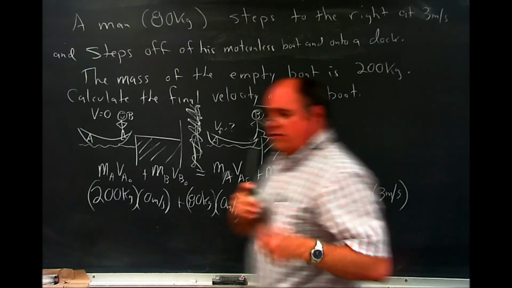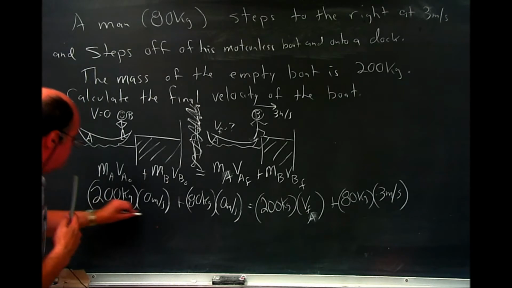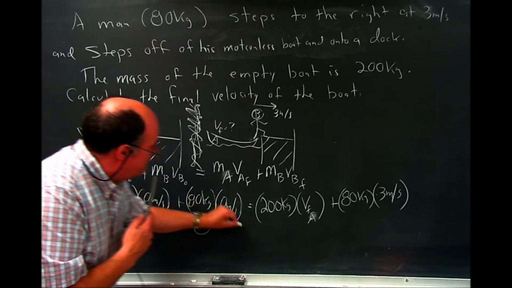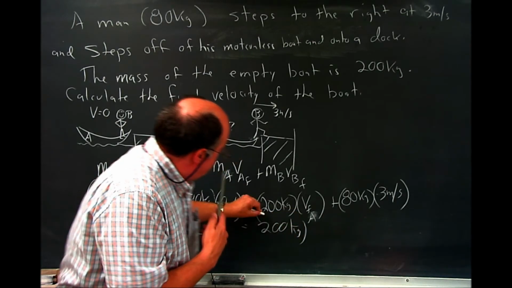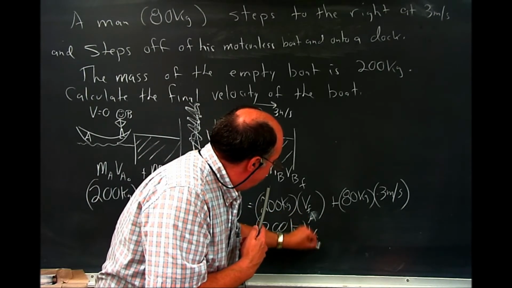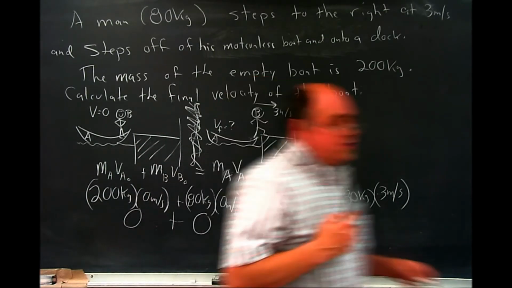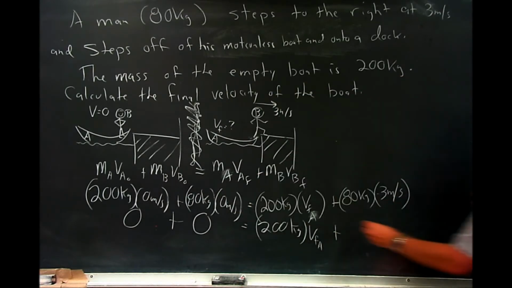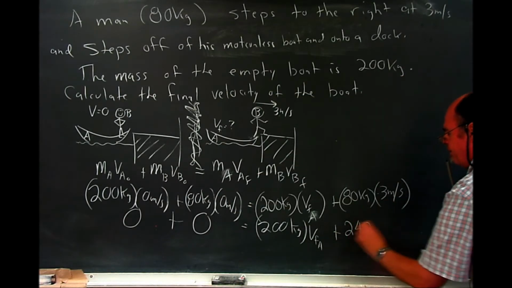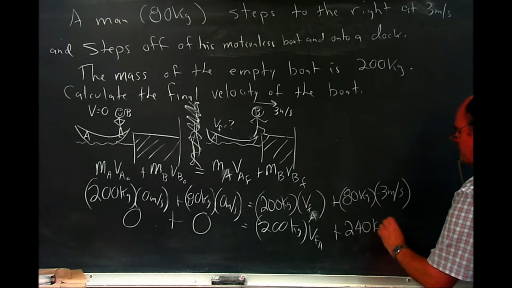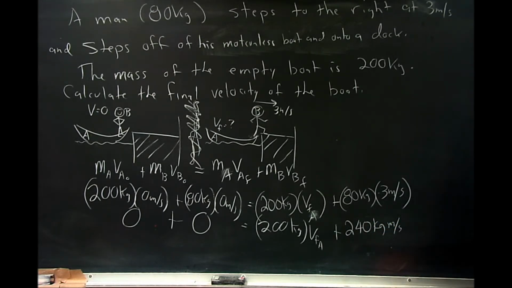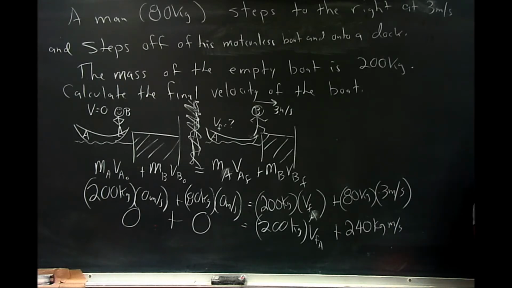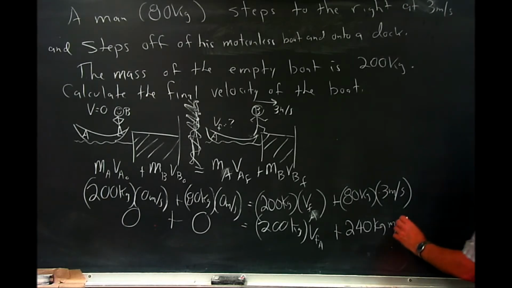Underneath this, you can simplify it a little bit. This is 0 plus 0 equals 200 kg times V final A plus, and this thing here comes out to be 80 times 3, which is 240, in units of kilograms meters per second. And we have to solve that. I'm running out of room down here, so why don't I just take the whole thing up here?